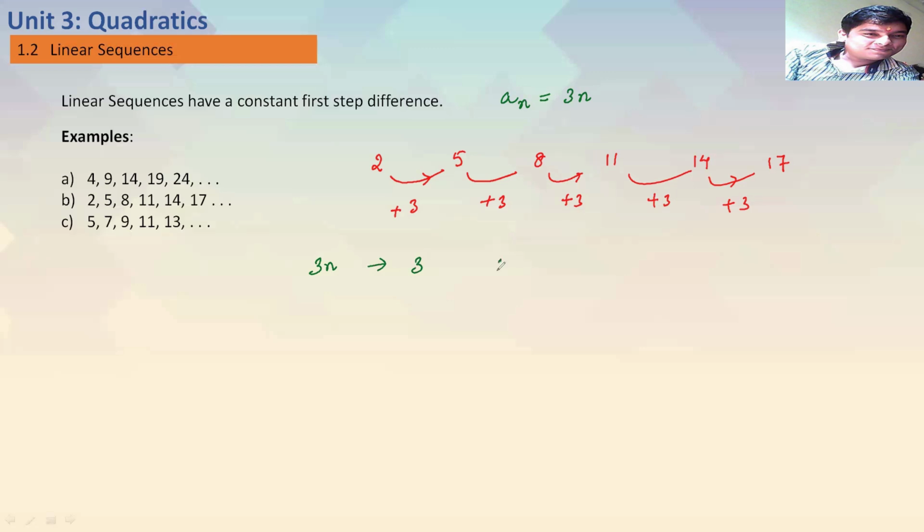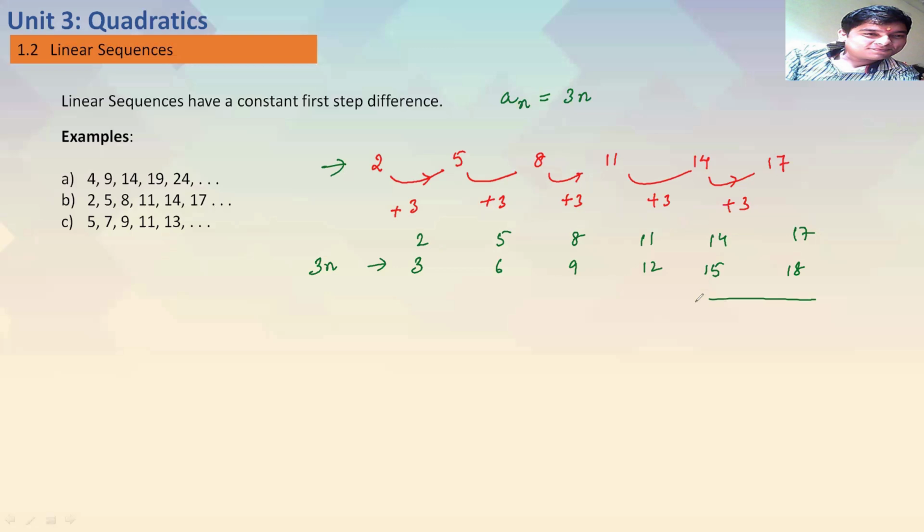6. 3 times 3, 9. 3 times 4, 12. 3 times 5 will be 15. 3 times 6 will be 18, and so on. Now, put this over it. So it's going to be 2, 5, 8, 11, 14, 17.